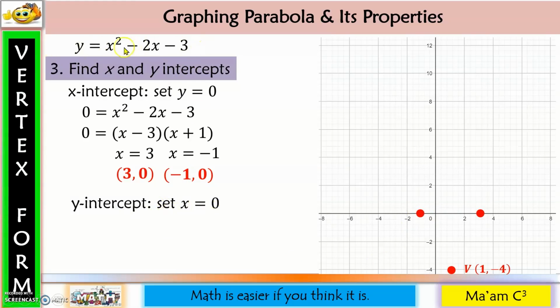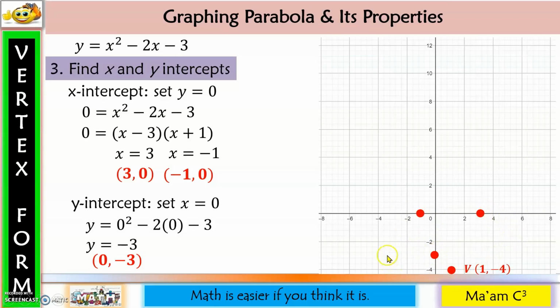Next, for the y-intercept, this time set x equal to 0. Copy this, but replace all the x with 0. So y equals 0 squared minus 2 times 0 minus 3. Cancel, cancel, leaving you with y equals negative 3. So your x is 0, your y is negative 3. So your point is 0, negative 3. So 0, negative 3. So from these 4 points, you can now see the behavior of our parabola.